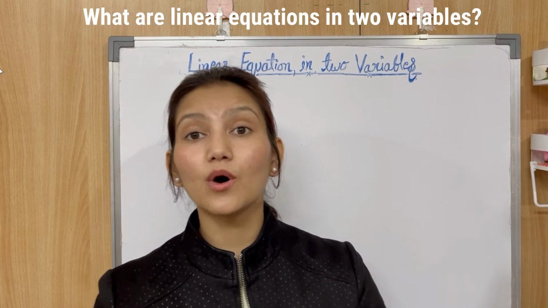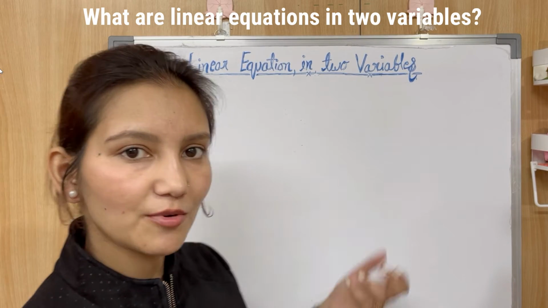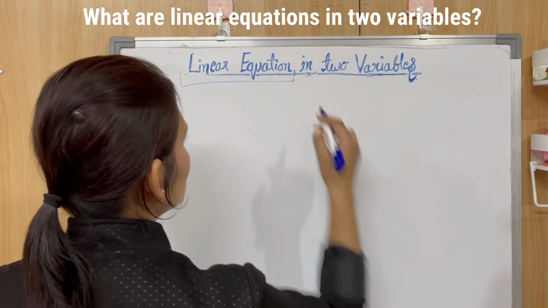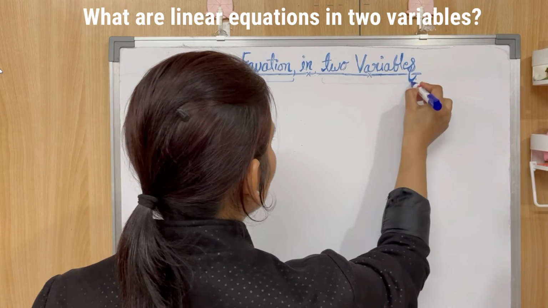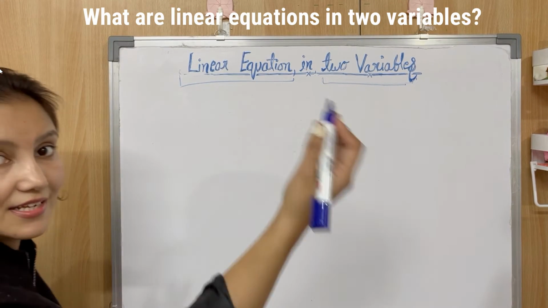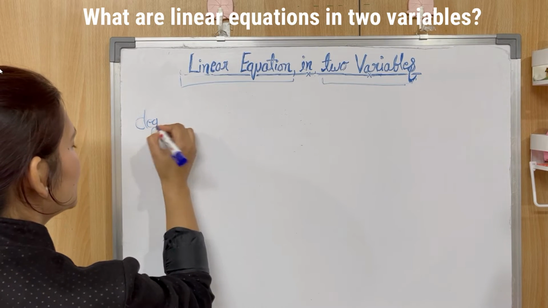So let's start with the what part. What are linear equations in two variables? Let's break down the name of the chapter. So it's linear equation in two variables, okay? Right? So linear equation. What are linear equations? So linear equations are degree 1 equations. So these are degree 1 equations.